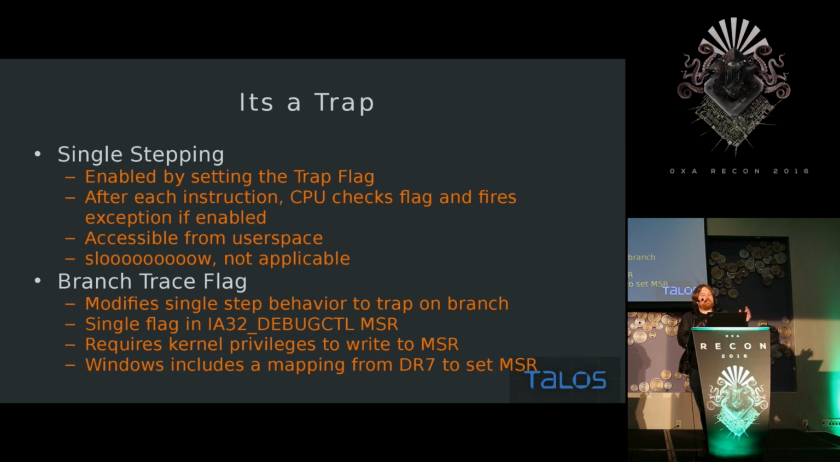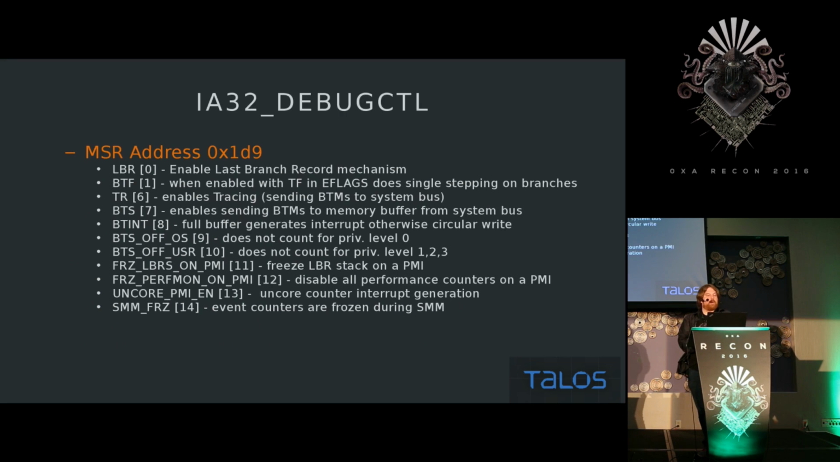Single stepping, we all know it, slow. Branch trace flag is just a mode of single stepping that steps on the branches. Reference K2's talk from CanSec if you want to know more about that. There is a specific MSR register that has a number of flags that you see here. Each one of these enables different types of tracing modes that were the traditional ones. So on the top you have the LBR, which I'll show you a diagram of, the branch trace flag, branch trace store, which is the cache for doing branch tracing in the old mode.